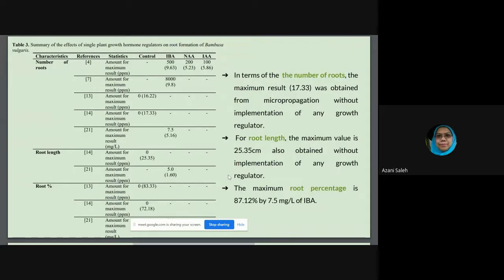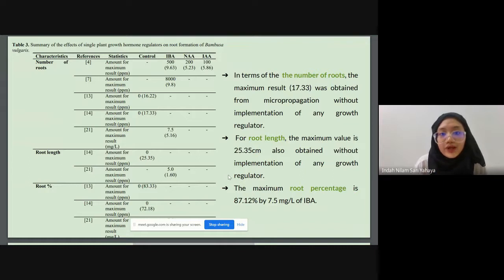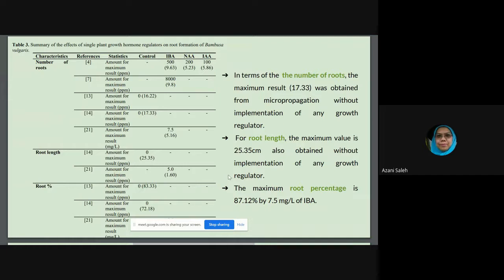So based on this control treatment, what conclusion can you make for this bamboo? You can make a conclusion actually. Apart from using IBA, it is also advisable to not use any plant growth hormone because it is also effective for the micropropagation of Bambusa vulgaris. Yes, the control is actually much better than IBA and IAA, even though IBA is commonly or widely used by researchers. But in terms of the number of roots, the control treatment is much better.